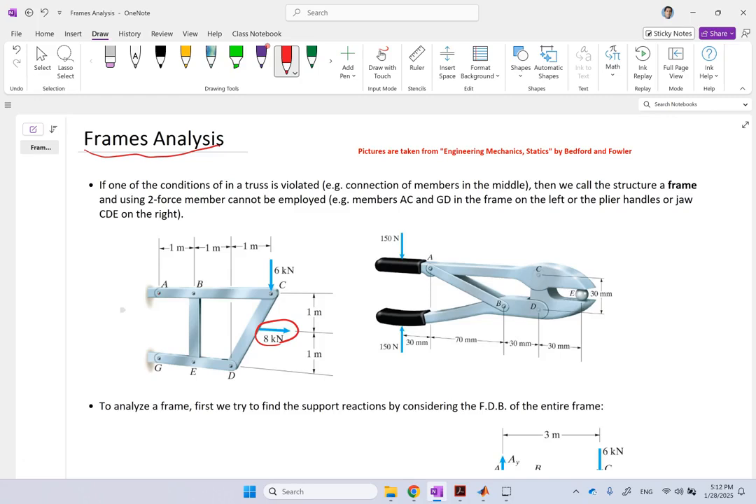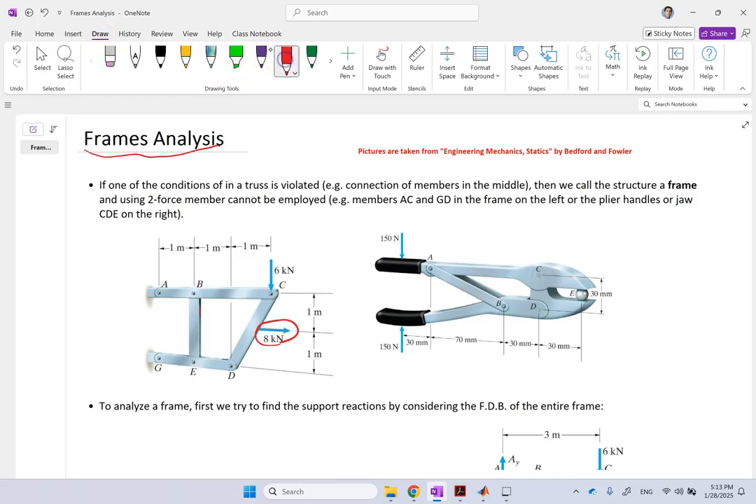So DC is not even a two-force member. The only thing here that can be considered a two-force member is BE. That's the only one, because no load is applied along it and it's only pinned at the two ends. So if the mass of it is not big, the only thing that we can consider a two-force member is BE. The rest of them are not.